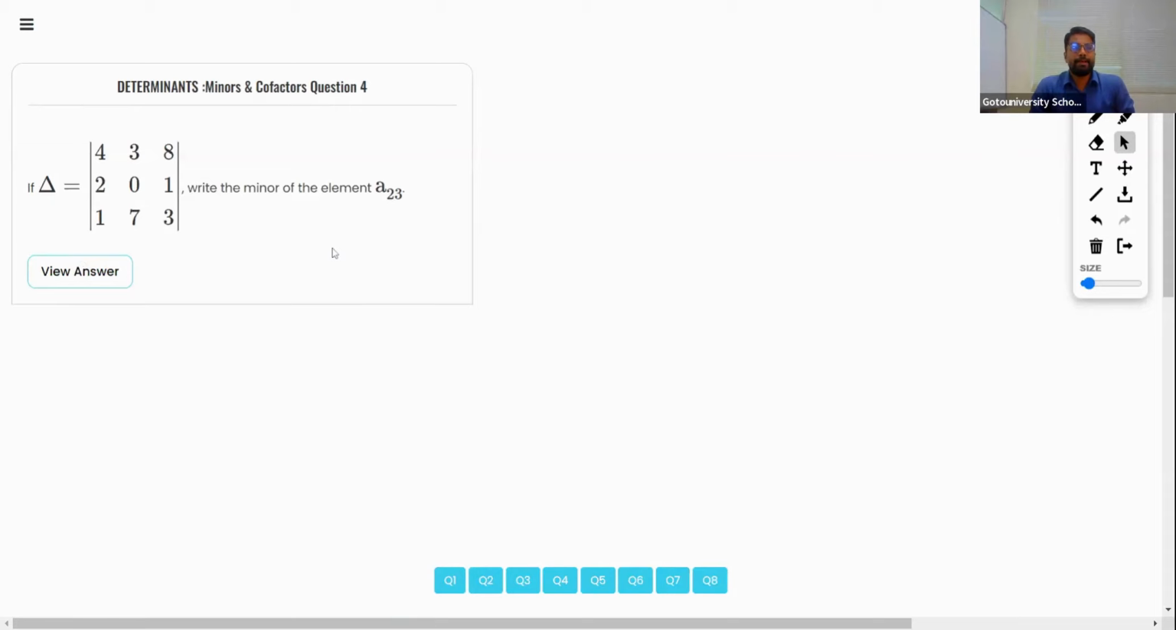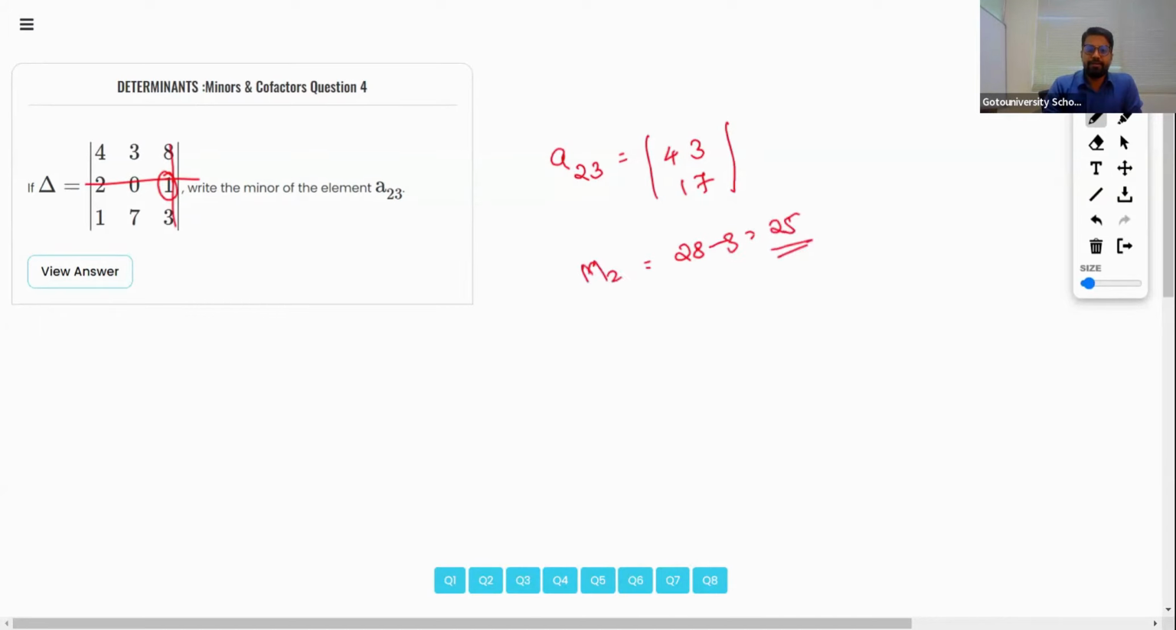So what do we have here? Write the minor of this element A23. We are going to practice these minors and cofactors so much that we will not make any mistake in the next concept, which has applications of minors and cofactors. Okay. So minor of this element A23, that is second row, third column. What is that? 1, right? So if you want to eliminate this row and this column, what we get, that is our minor, which is 4, 3, 1, 7, which is 28 minus 3, which has to be 25.